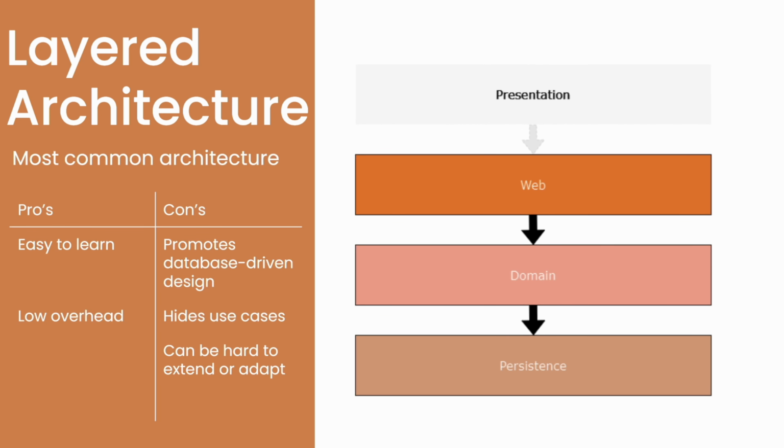The pros and cons of layered architecture: well, it's easy to learn. There's low overhead. You can just write some stuff. You don't need any mapping or set up boundaries. But the cons are it promotes a database-driven design. Usually you will start with your entities, and they end up being used by the entire application, which could be a problem sometimes. Another problem is it can hide the use cases. You might have a God controller that controls everything, where you call everything from there, and everything is running through each other, which can lead to problems too. And it can be hard to extend or adapt, so it can be a problem to add new functionality or change existing functionality.